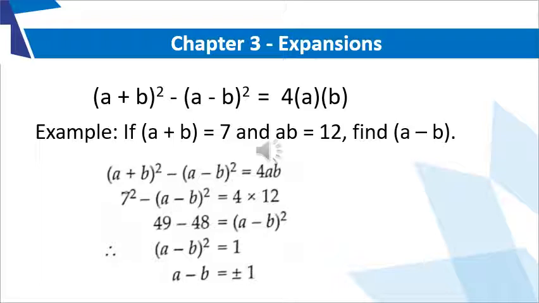Removing the square root on the left hand side and right hand side, we will get A minus B is equal to square root of 1, which is equal to plus or minus 1. The reason we take plus minus 1 is the square of a negative integer or the square of a positive integer is always positive.